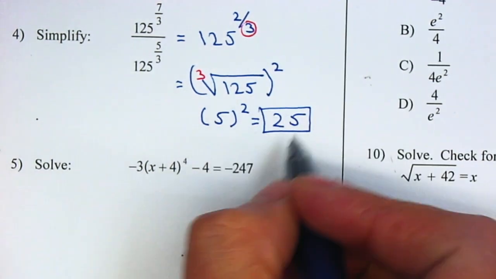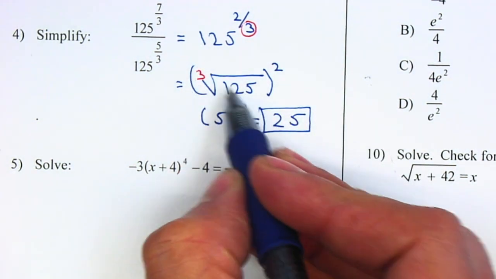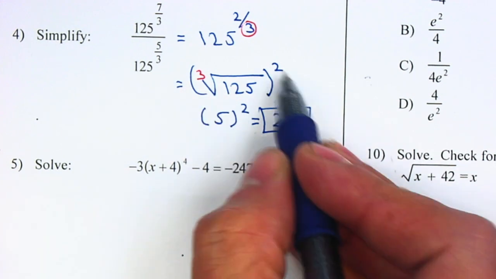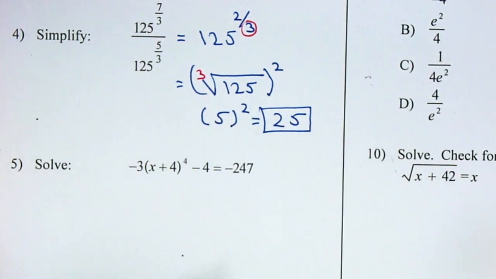Now, it's not always going to give you nice numbers. If you guys are not able to take the root of the number, then you can just leave it as is. You don't always have to come up with a nice number.